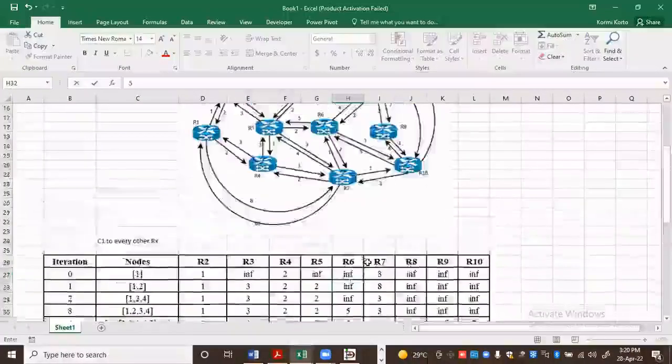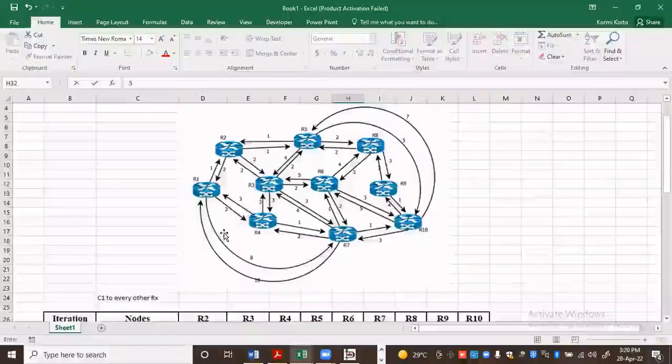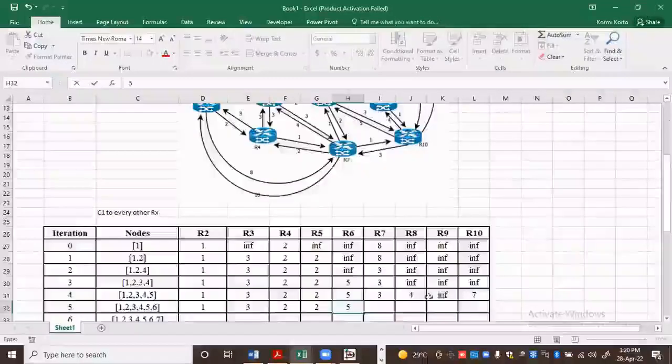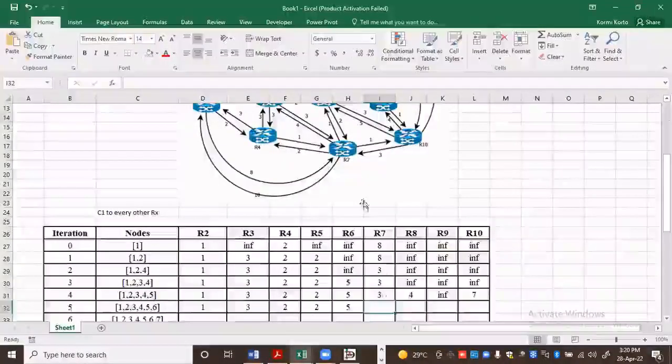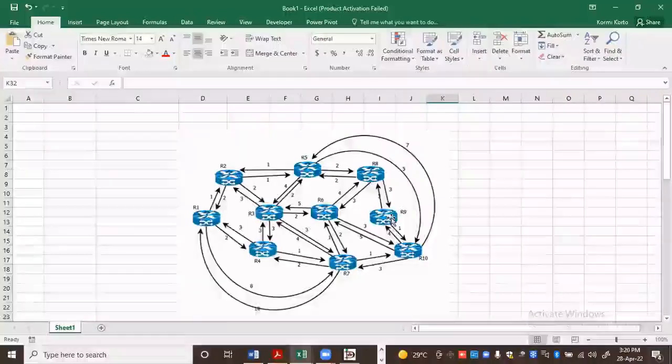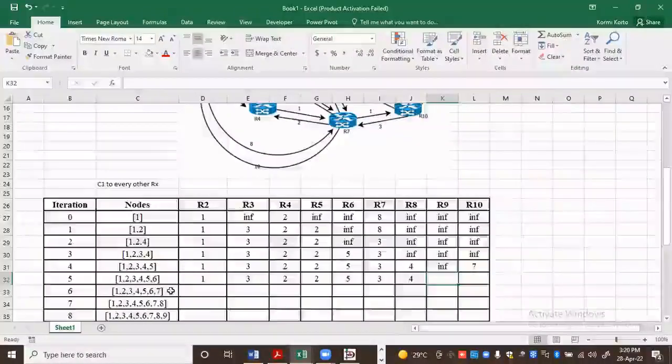Yeah, to get to 6, it's still this way: from 1 to 2 to 3 to 6. What about 7? 7 is still 3. 8 will still be 4. 9 will still be infinite, because it's still further away. You have to go through 8, and we don't have 8 in our iteration.